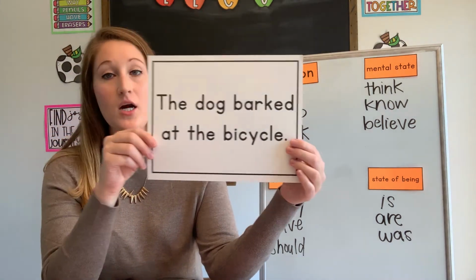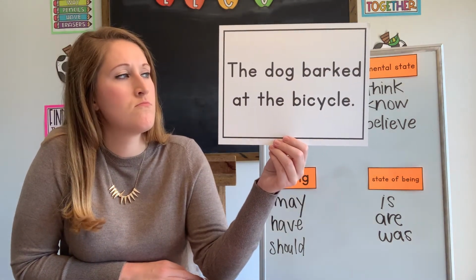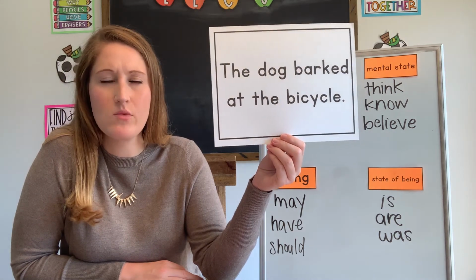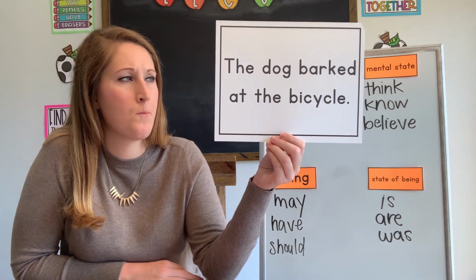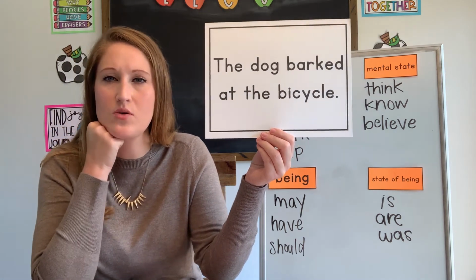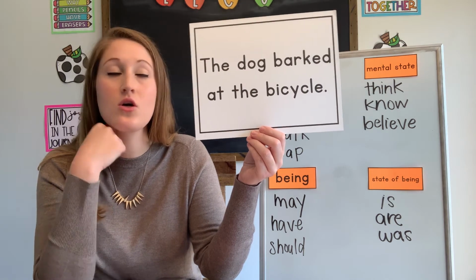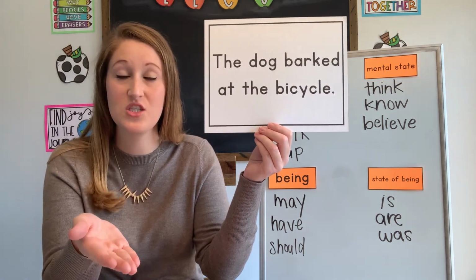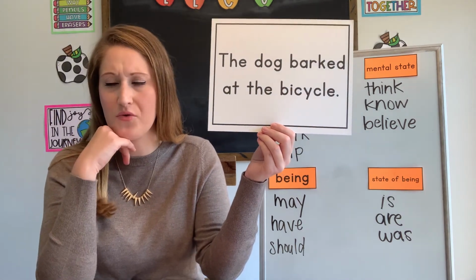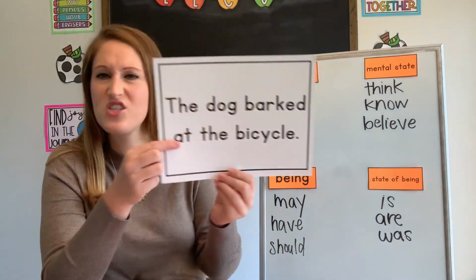The dog barked at the bicycle. Do we see any action or mental action? What's going on here? Sentences about the dog. What is he doing? Good. He barked. That's the dog's action. Barking, right? And sometimes we can also go through our sentences and ask ourselves, is that something that you can do? Can the dog act?